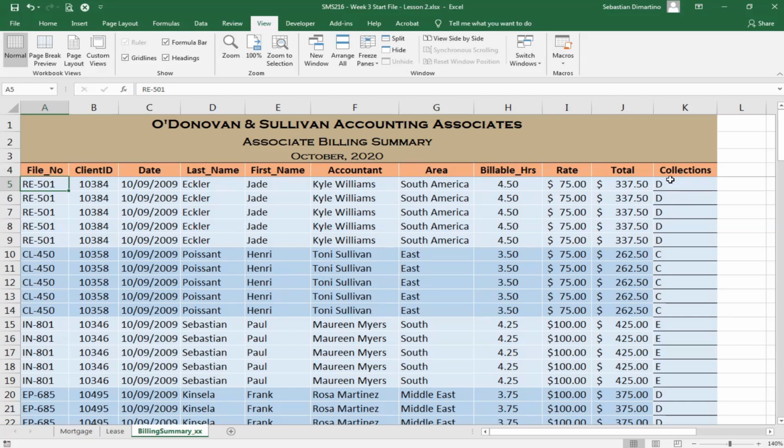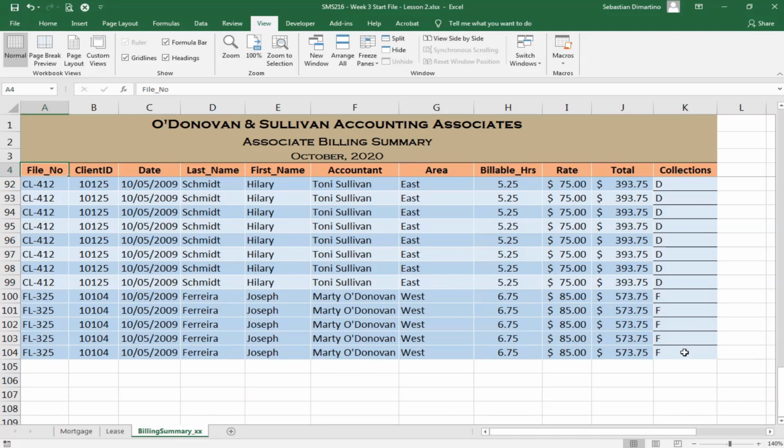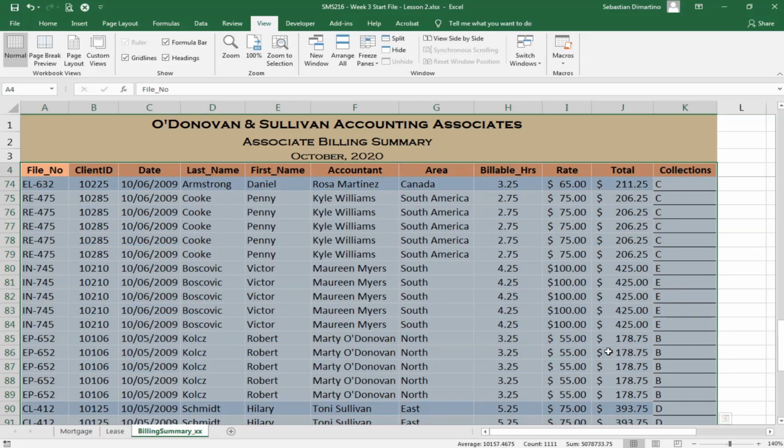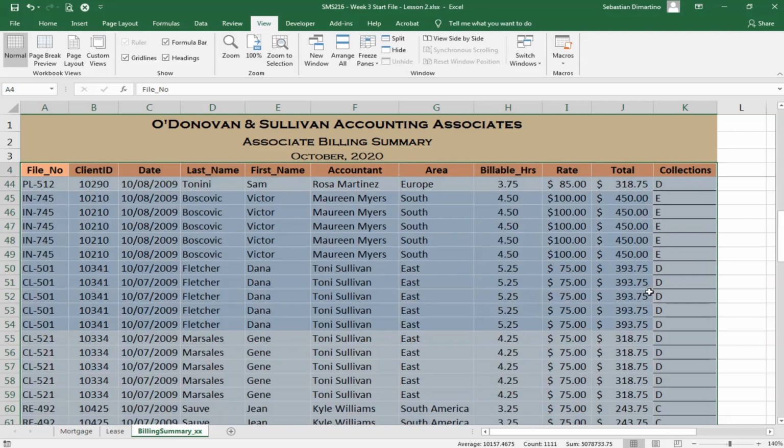The most important step in doing this is to select the data properly. To select the data properly to sort, you need to select A4, which is the first column, right? And the first row of our headings. So A4. And then you'd want to make sure that you went all the way down and selected K104. So the range that you're selecting should be A4 to K104.